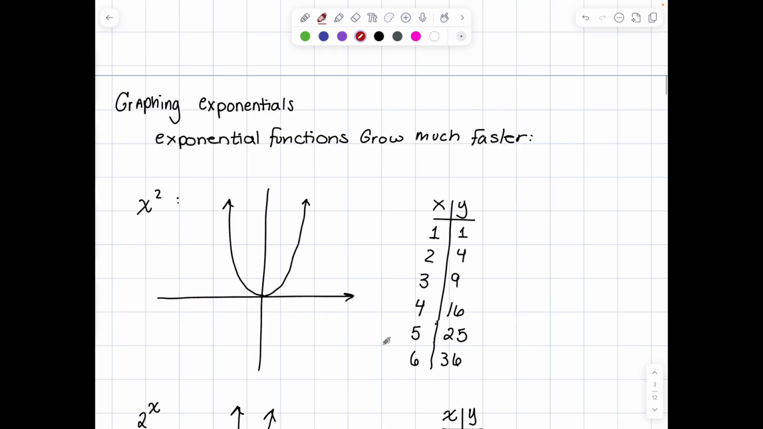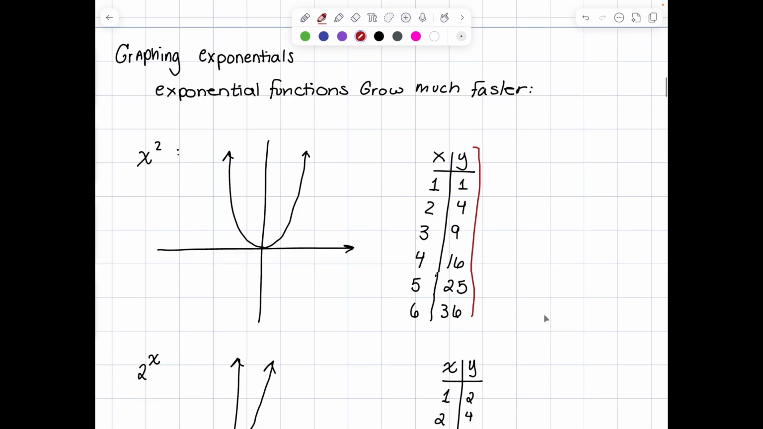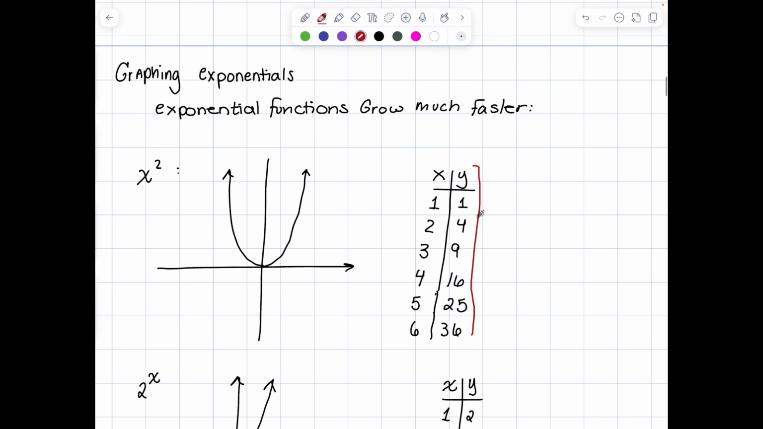Okay, so graphing exponentials is pretty similar to how we've been graphing everything else all semester. Exponential functions grow much faster. They have a parent function. Here's our parabola, and if you notice, I have sketched out this nice little list of some points that we know from x squared. Right, we plug in 1, we get 1, 2, 4, 3, 9, 4, 16, and etc.